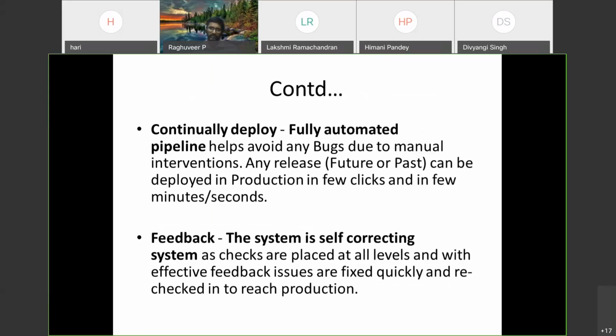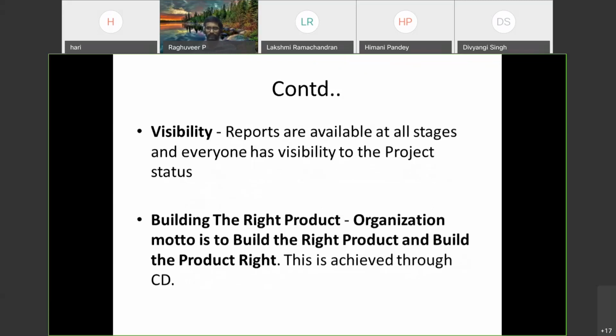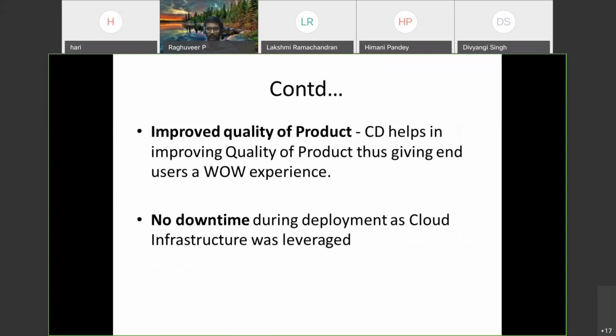At the same time, there will always be scope for improvement in our entire pipeline, entire system, to take the feedback from the engineers, the end users, or all the stakeholders and correct all those things so that you take it to the next level. So that's what the team has to do now. And definitely visibility. All the reports will be available with all the stages, so we can track all those things. And then, meeting the organization goal, build the right product and build the right product rightly, is all achieved through this kind of CD process.